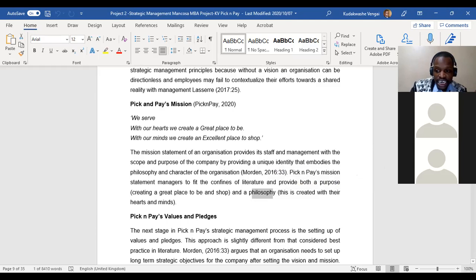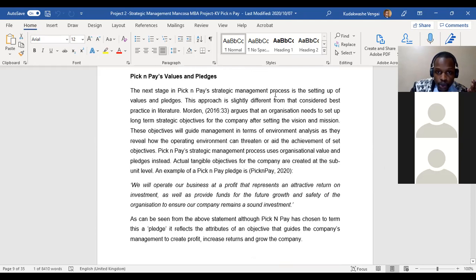So our next stage here, values and pledges, right? If you check this one, let's look at what I said. I've quoted an author here. Morgan argues that an organization needs to set up its long-term objectives after setting up the what? The vision and the mission, right? And then let's see. Pick and Pay strategic management process uses organizational values and pledges instead, which means that they have exchanged. There's something that is recommended in literature, but they are doing something that is slightly different, right?